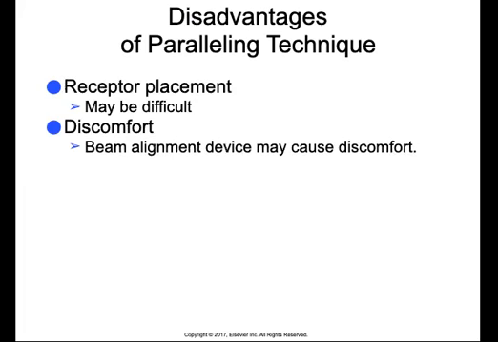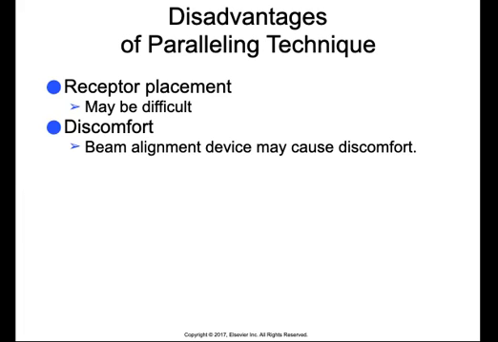Some disadvantages of this technique are that receptor placement may be difficult. Unless your patient has typodont type teeth, or they don't have any tori or any other weird anatomical features in their mouth, a lot of the times this type of placement can be difficult. Not only is it difficult to place the beam alignment device as well as your receptor, but it's also uncomfortable for the patient.